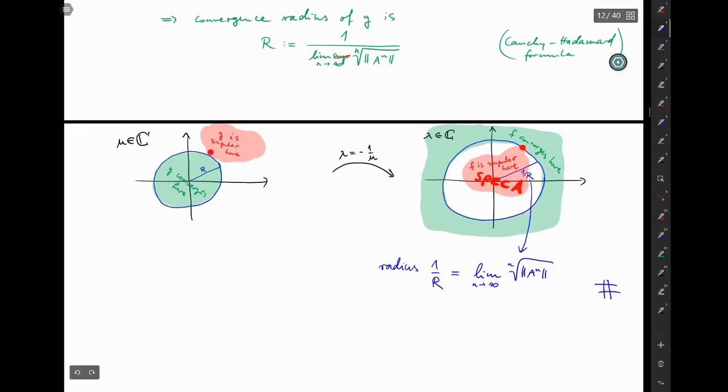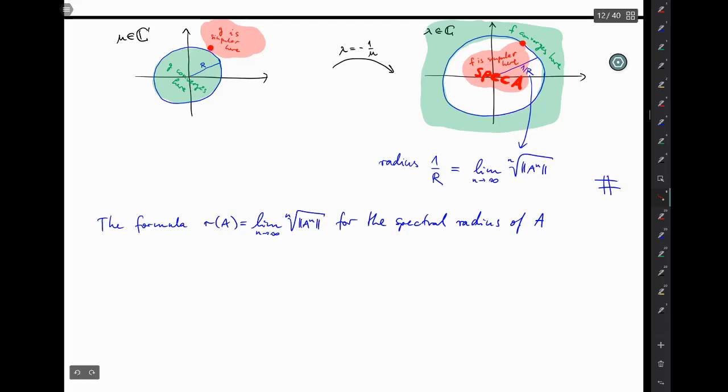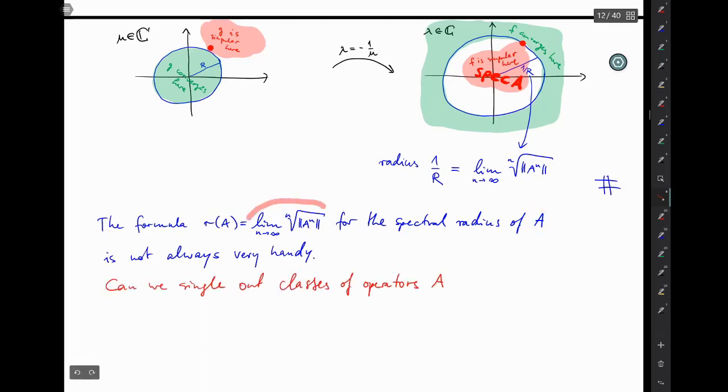So now indeed we have a formula for the spectral radius. But this formula is not always terribly helpful, maybe even handy, because you have to compute these large powers of A and then the norms and then the nth root. So it sounds like a lot of work. And our question is, can we single out classes of operators A where the result of that formula is something simple as just the norm of A?